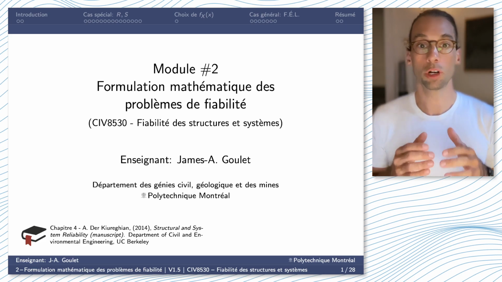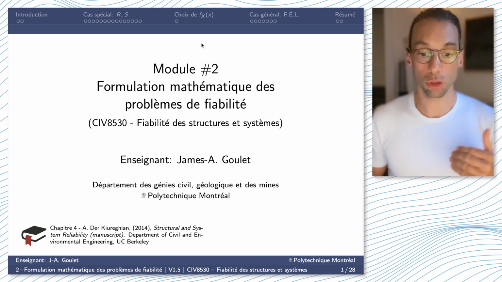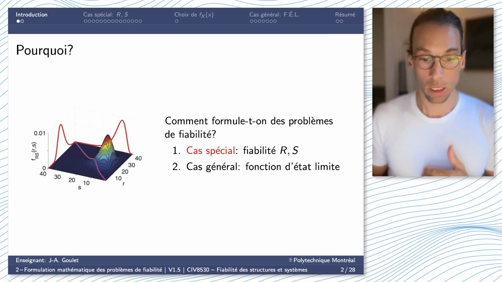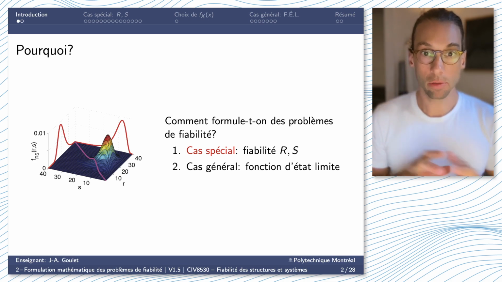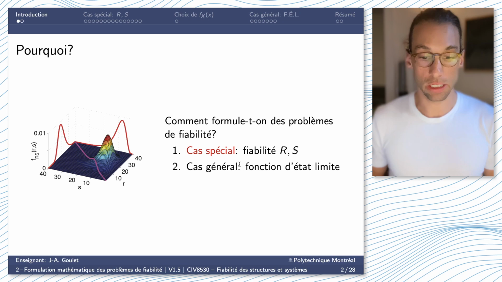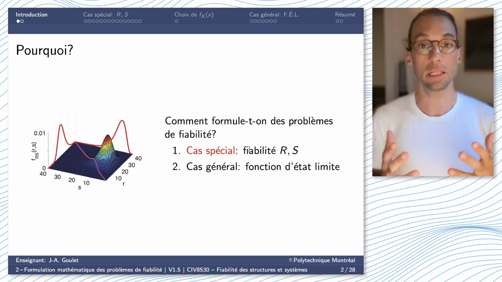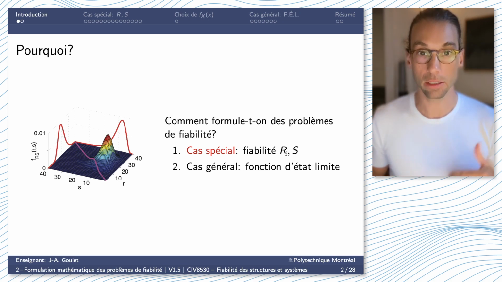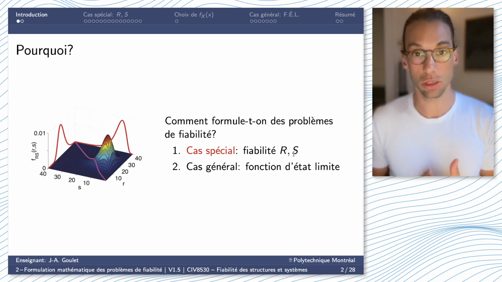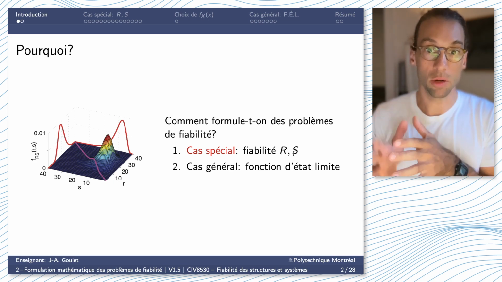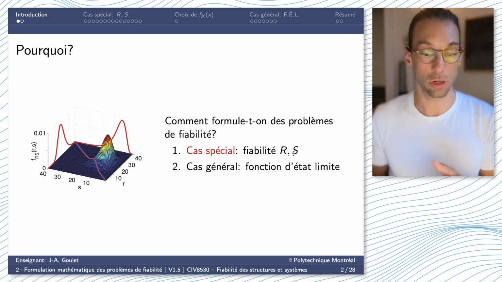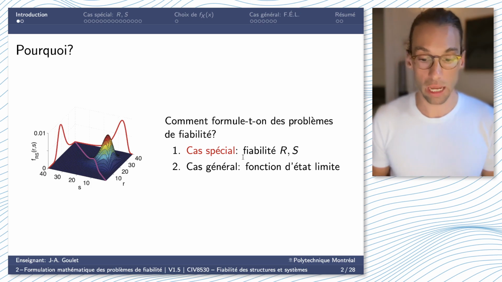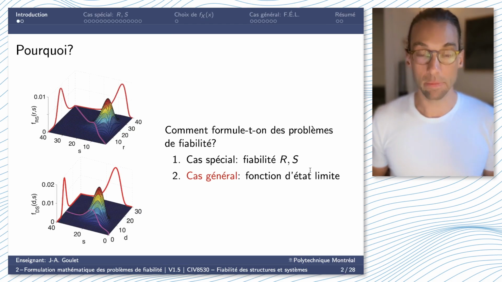In Module 2, we're going to see how we can formulate structural reliability problems. So how can we formulate reliability problems? There are two cases. First, we're going to see the special case where we directly model R and S, the resistance and solicitation, using random variables themselves. Then we're going to see that this simple case has limitations, and we're going to expand this to the general case where we're going to have a limit state function.